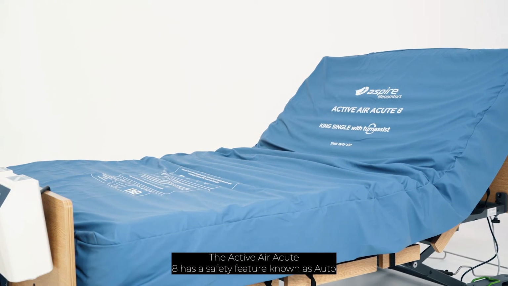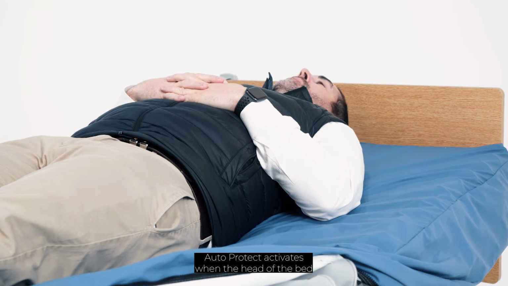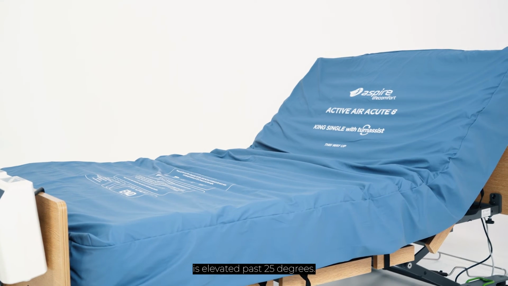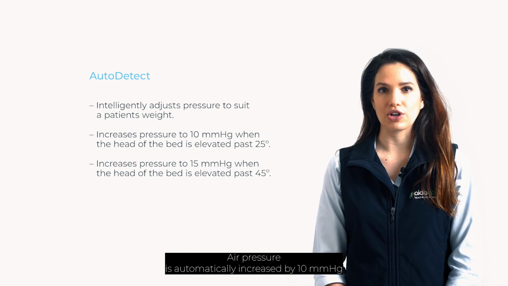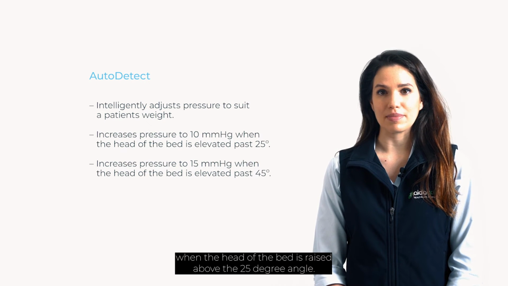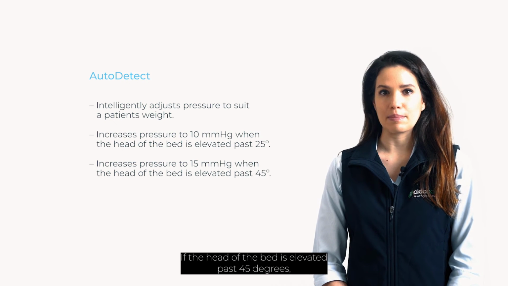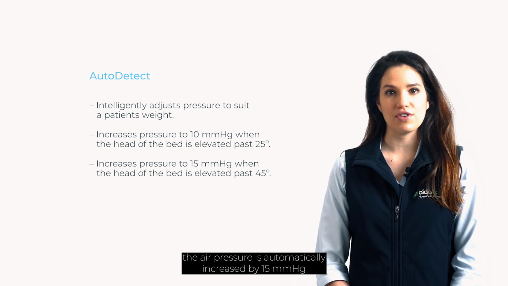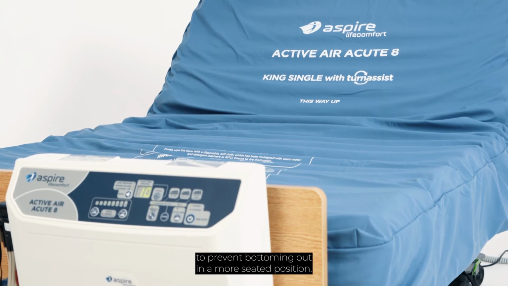The Active Air Acute 8 has a safety feature known as Auto Protect to prevent bottoming out in a more upright position. Auto Protect activates when the head of the bed is elevated past 25 degrees. Air pressure is automatically increased by 10 millimeters of mercury when the head of the bed is raised above the 25-degree angle. If the head of the bed is elevated past 45 degrees, the air pressure is automatically increased by 15 millimeters of mercury to prevent bottoming out in a more seated position.